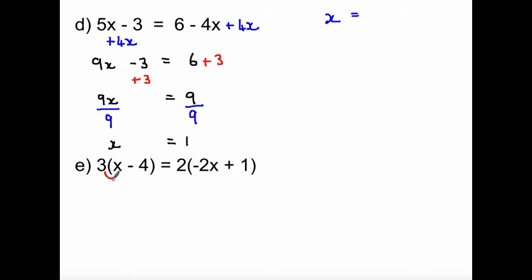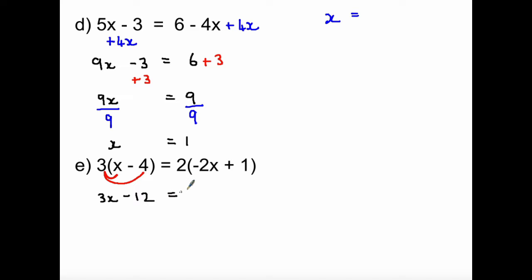So in this question, we don't like that there are brackets. The 3 is multiplying a bracket here, and the 2 is multiplying a bracket here. So we are going to expand. In order to expand, we need to take the 3 and multiply it to each term. So I'm going to multiply the 3 to the x, and the 3 to the negative 4. That would give me 3 times x is 3x, and 3 times negative 4 is negative 12.